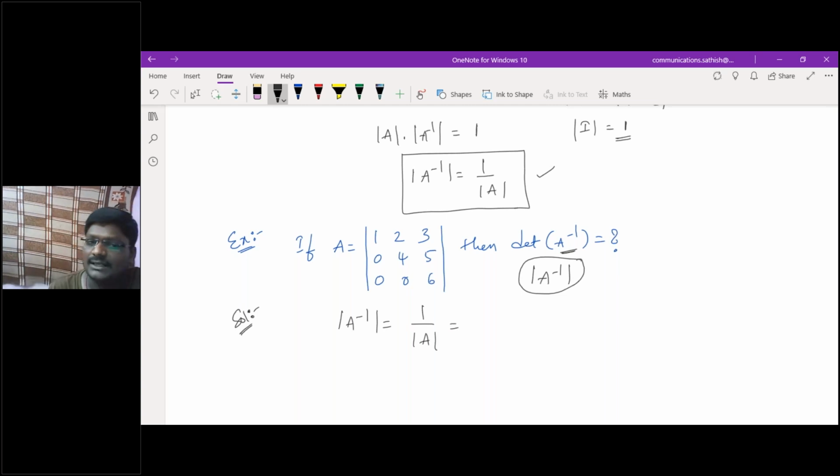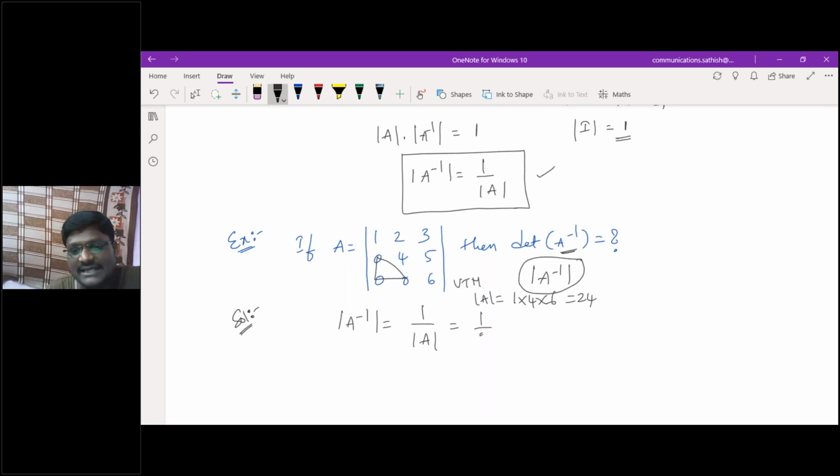Again, if you see the matrix, the elements below the diagonal are what? 0. So hence it is nothing but an upper triangular matrix only, na? For an upper triangular matrix, what is the determinant? Product of diagonal elements. So which is 24.